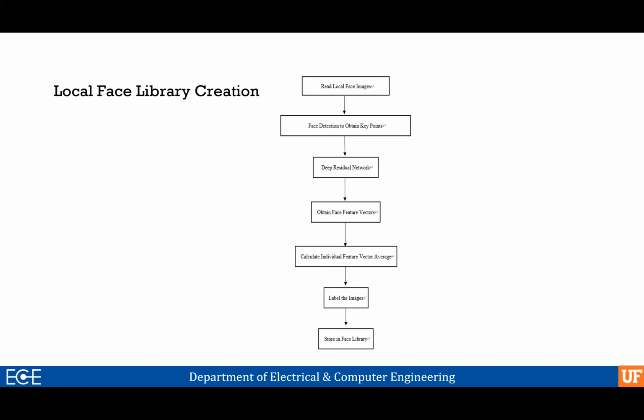After that, we average the corresponding 5 128-dimension feature vectors of each person to reduce the error. And finally, we save the average 128-dimension feature vectors of all people into a file as a face feature library file for face recognition. In this way, our local face library is created.